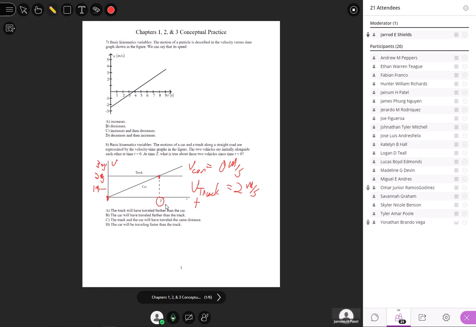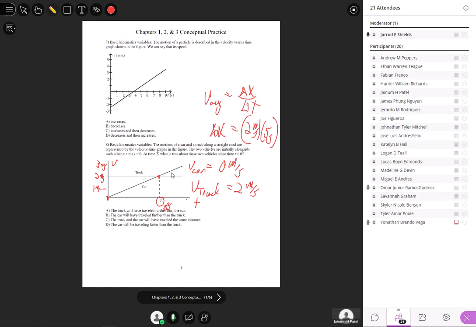Let's just say this time interval is 5 seconds. Well, 2 meters per second times 5 seconds, the average velocity is 2 meters per second because it's constant. Well, the distance would be what? We know that the average velocity is equal to the change in displacement over the change in time. And so the change in displacement is equal to what? 2 meters per second times what? 5 seconds. So we've got what? 10 meters. It will have traveled 10 meters.